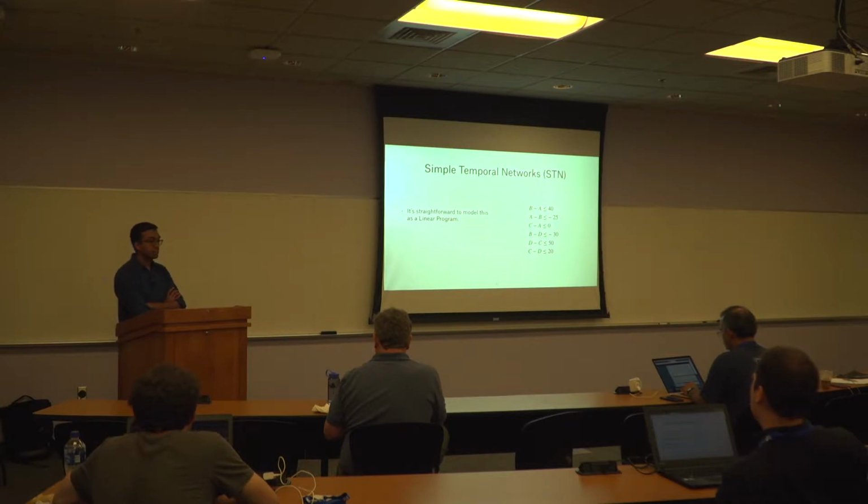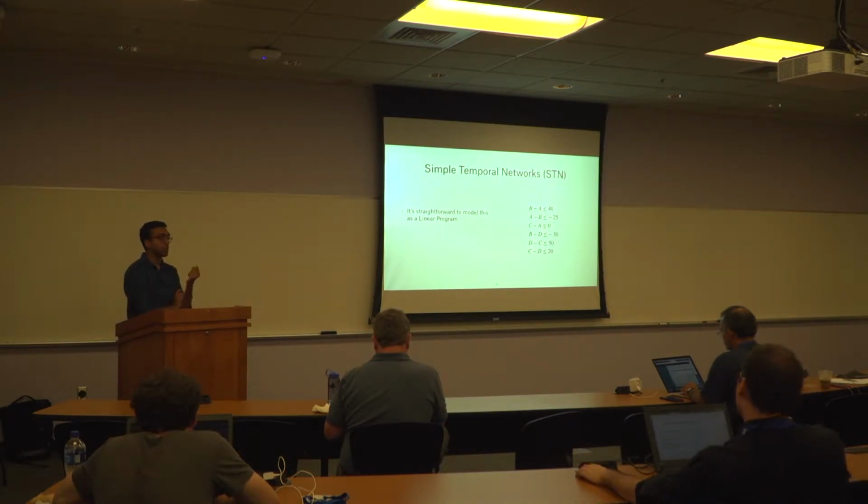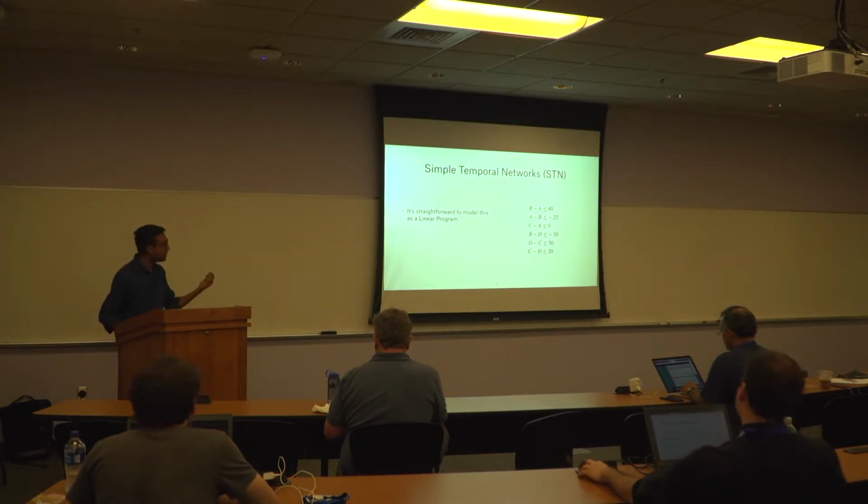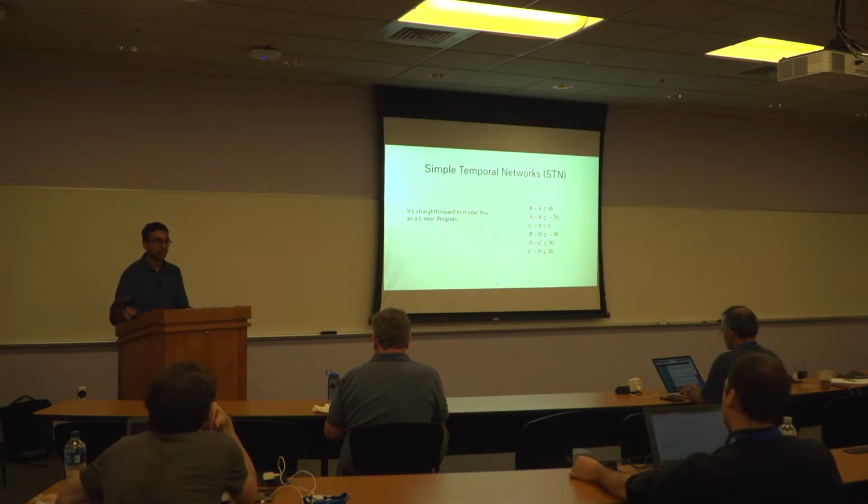And one really nice thing about this approach is that we can take all of the constraints that we had previously and turn them into a set of linear inequalities. So when we had B minus A must be between 25 and 40, we can rewrite that as 25 is less than or equal to B minus A is less than or equal to 40. So that gives us B minus A is less than or equal to 40. And then if we flip it around, we get A minus B is less than or equal to negative 25.